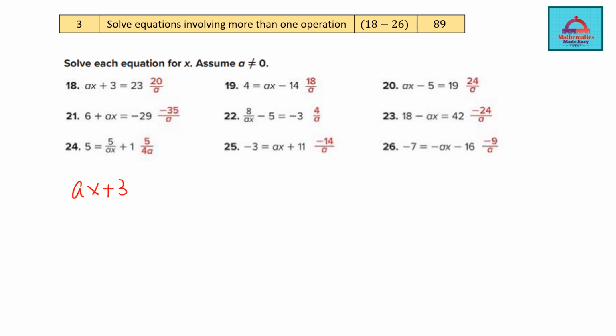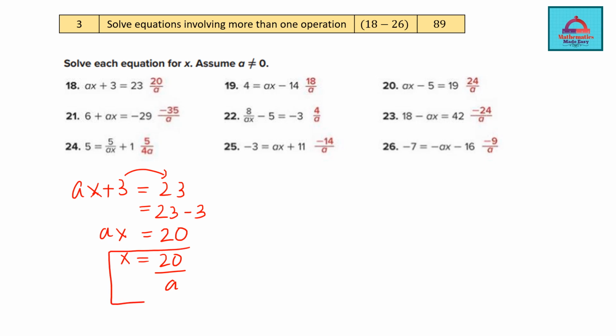ax plus 3 is equal to 23. So how do you solve it? You need to solve for x. So keep it here. Move the 3 to the other side. It will become 23 minus 3, which is 20. So ax is equal to 20. So x is equal to 20 divided by a. This is going to be the solution for question 18.